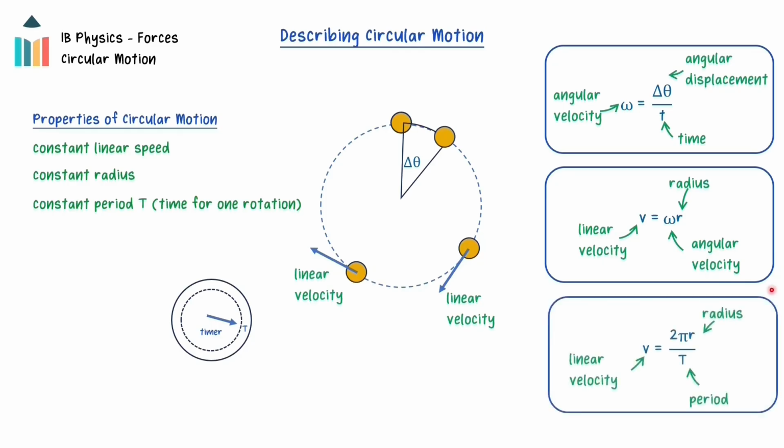In one complete rotation, the object will have traveled a distance equal to the circumference of the circle, or 2 pi times the radius, in a time equal to the period. So the linear velocity can also be written as 2 pi r divided by T.